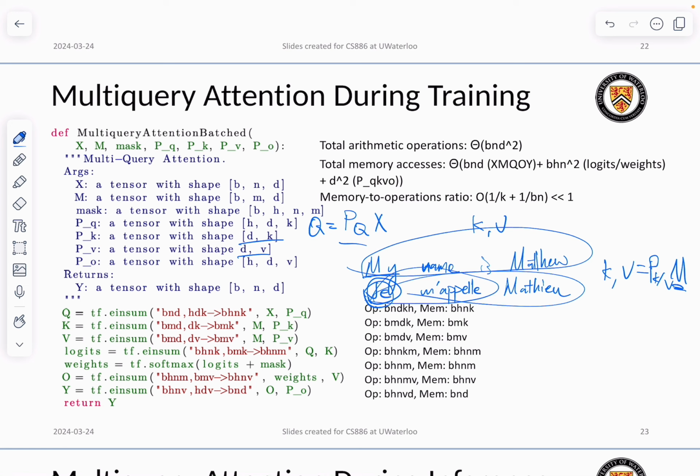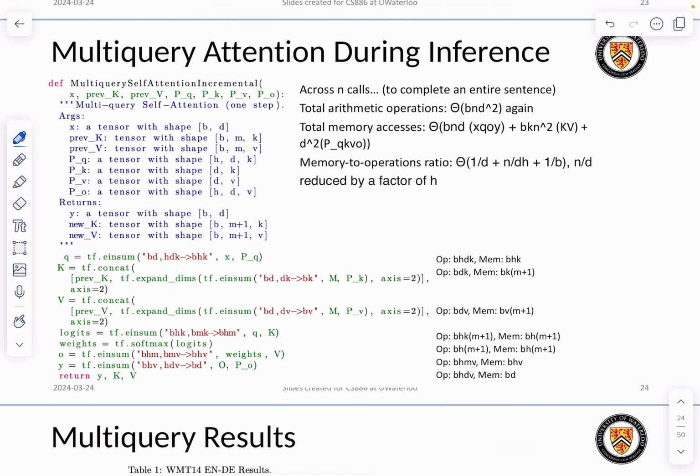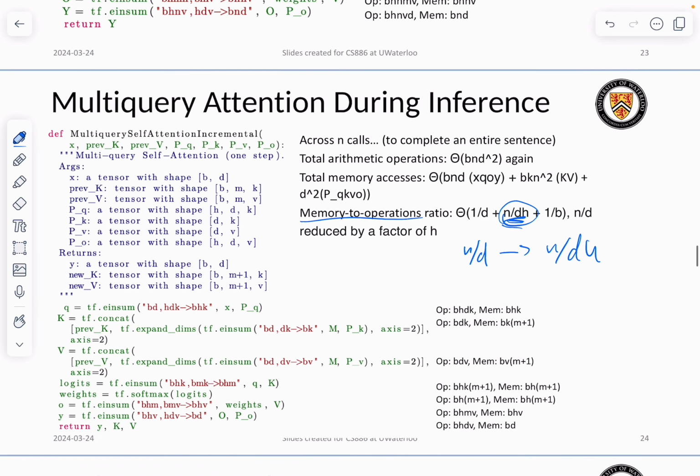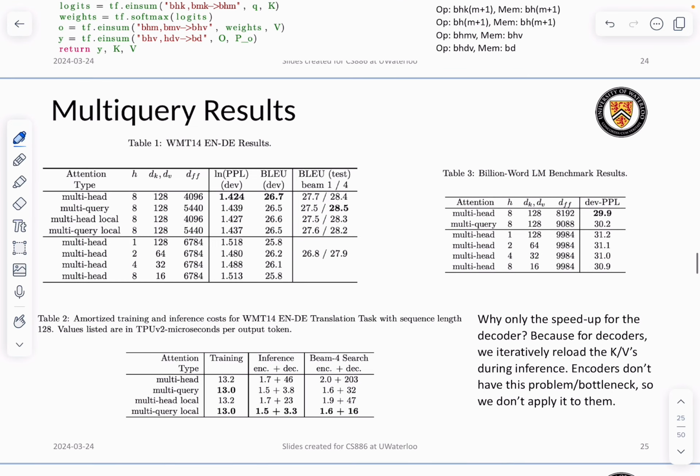So yeah, during training, it still does pretty well. No surprises here. But during inference is where this multi-query attention really shines. So before, where we have n over d, which is what we wanted to reduce, now we have n over dh. Because we reduced the number of k's and v's that we want to reload by a factor of h, it shows through here. So then the memory to operation ratio is again kept low, and that's why multi-query attention works pretty well.